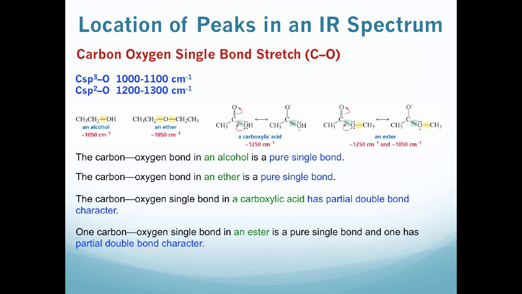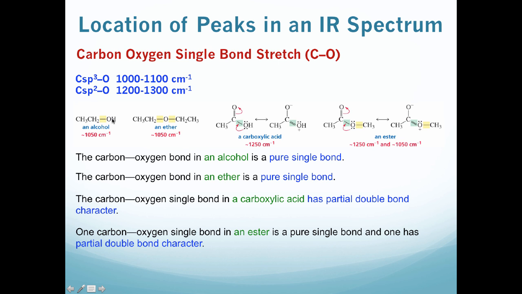Now we're going to look at a very common single bond stretch that's really easy to identify, and that's a carbon-oxygen single bond. And it's also important to note whether it's an sp3 hybridized carbon-oxygen bond or an sp2 hybridized carbon-oxygen bond, because their stretches occur at different frequencies. So here's just a few examples.